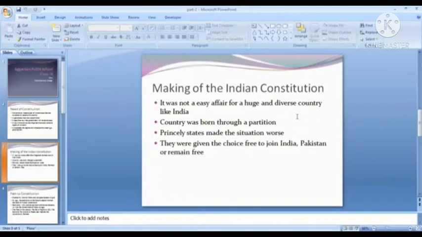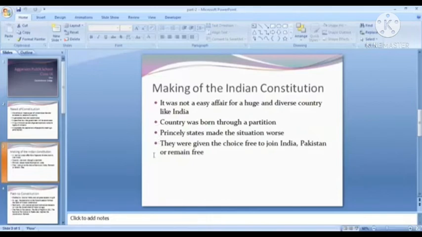A lot of violence occurred in the country, and this was again a problem for the making of the Indian constitution. Next, number 3, princely states. This made the situation worse. This is again a problem for the setting up of the constitution of India. Princely states mean those areas which were not under the Britishers at the time of independence.